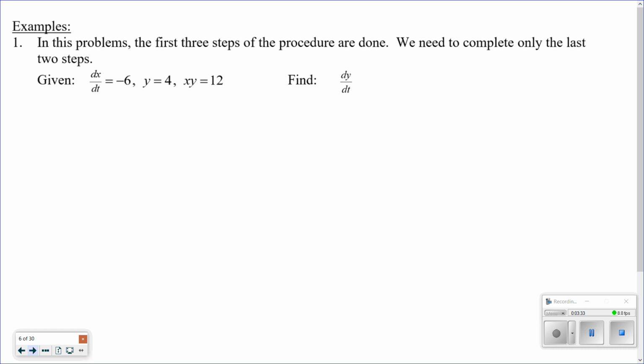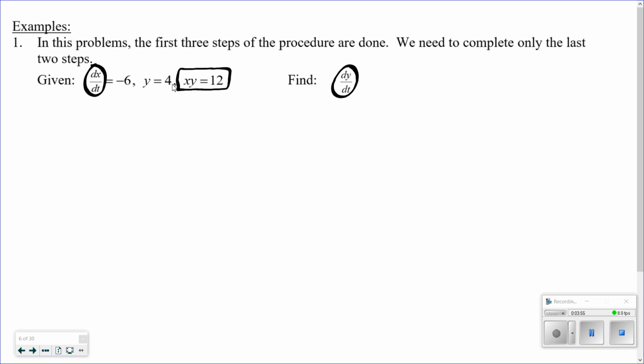Okay, so in this example number 1, the first 3 steps are already done for us. We didn't need to draw a picture, but they do have an equation that ties the variables together. This is our equation: x times y equals 12. That ties x and y together. It wants me to find the rate of change of y, dy/dt. It tells me the rate of change of x, dx/dt, is equal to -6, and it tells me y equals 4.